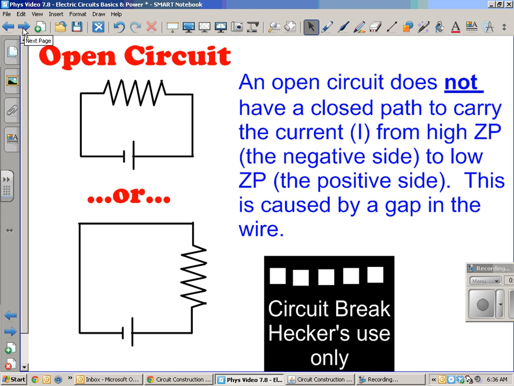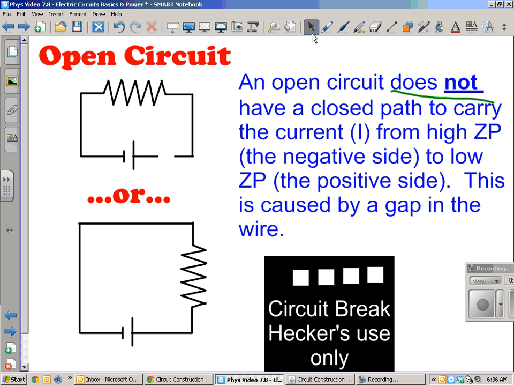An open circuit is a circuit that does not have a closed path to carry the current from one side of the battery to the other. All right, so that would look like this. Right now, these circuits that I've drawn are fine, but as soon as I do this, boom, now there's a gap in the wire, and that's going to make it so that the electrons are no longer drawn from the negative side to the positive side, right?